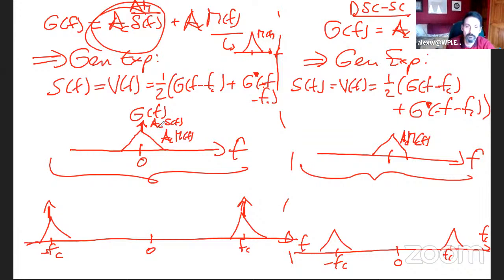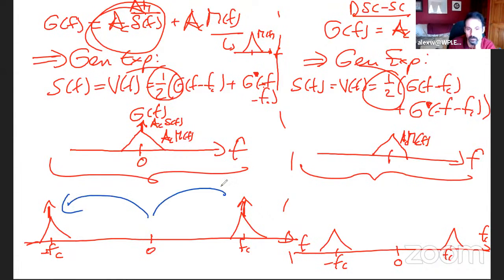Oh, forgot. Remember that the G of f waveform is also reduced by a factor of half, right? It's because of this fella here and here. But spectral shape-wise, this is great. Modulate there, modulate there, modulate there, modulate there.